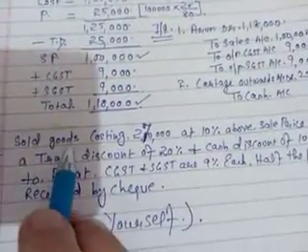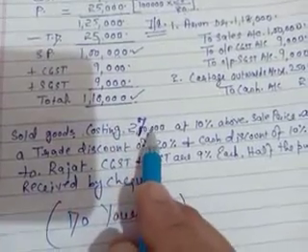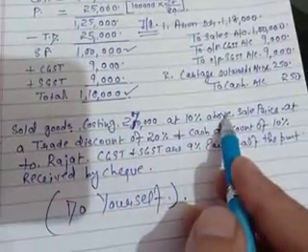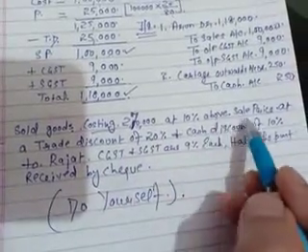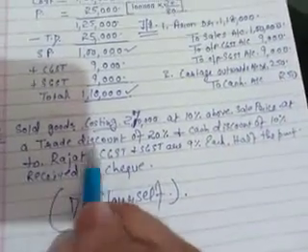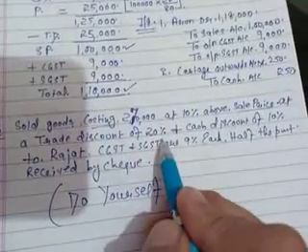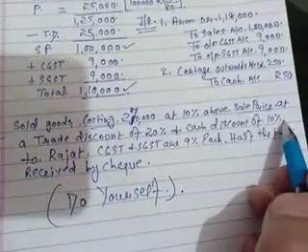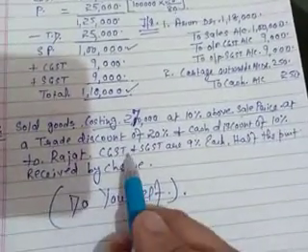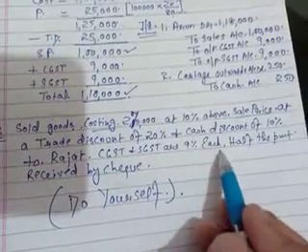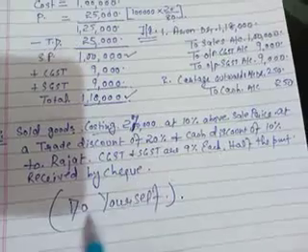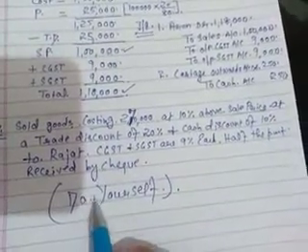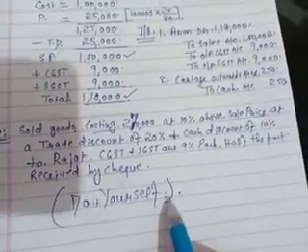I'll repeat the question. Sold goods costing 2,70,000 at 10% above sale price. Given as cost, profit is given above sale price, at a trade discount of 20% and cash discount of 10% to Rajat. CGST and SGST are 9% each. Half the payment received by check. So you have to do it yourself to find out the solution.